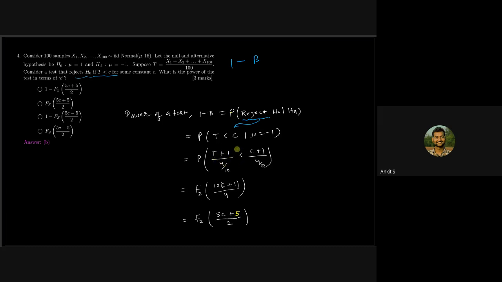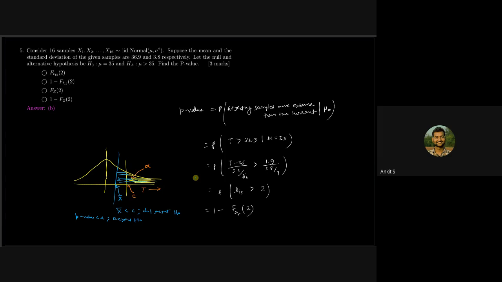What you do, simply, is use mu equals -1 and calculate this. Based on the significance level that you choose, or the critical value, you will get the value of the power of the test. But since we are not given the significance level alpha or the critical value, we will just describe it in terms of C.